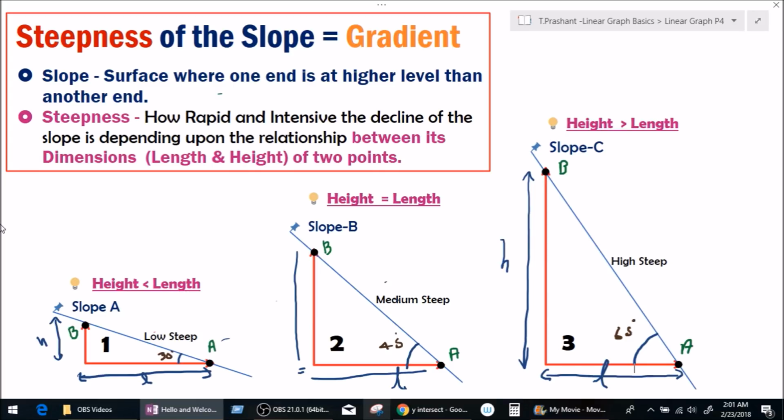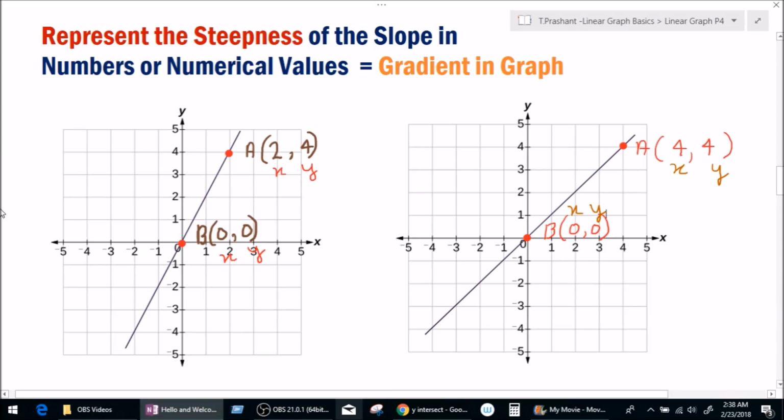Now, how is this information related to our topic gradient of line? Now, this is actually what a gradient of line is. If you could represent low steep, medium steep, high steep in terms of numerical values, that's what a gradient is. So how do we represent all these different kind of steep in form of numerical values or in form of numbers?